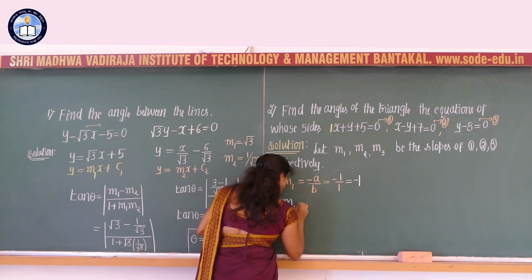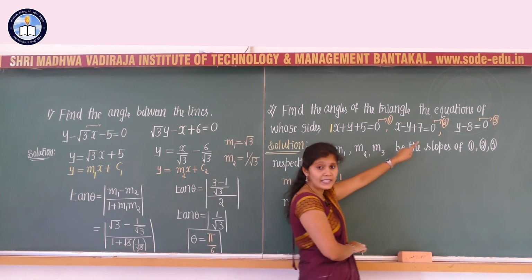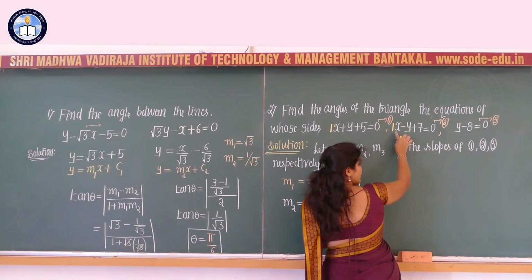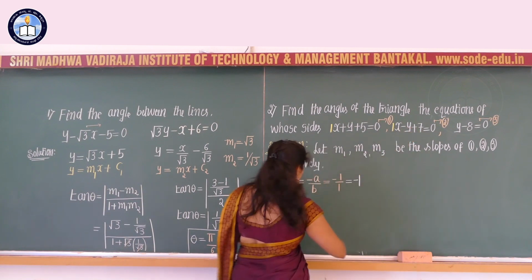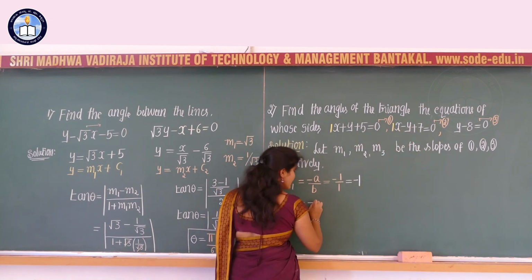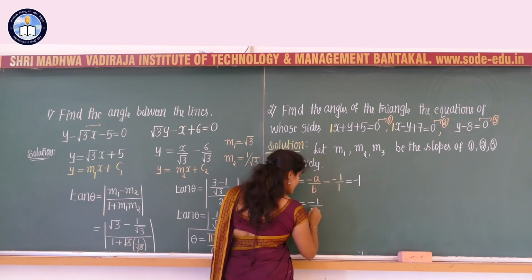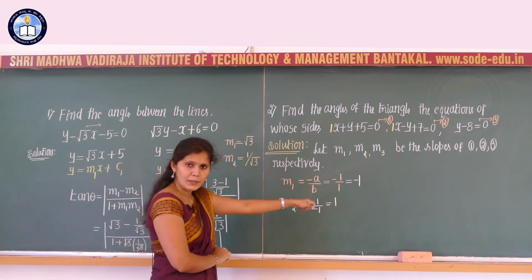What is meant by m2? Slope of the second line. What is the slope of the second line? Minus a by b. Here the value of a is 1, and the value of b is minus 1. So that becomes minus of 1 divided by minus 1. That represents m2 is equal to plus 1.